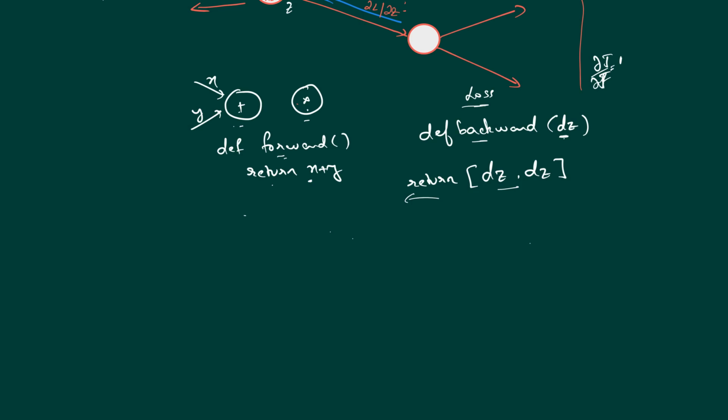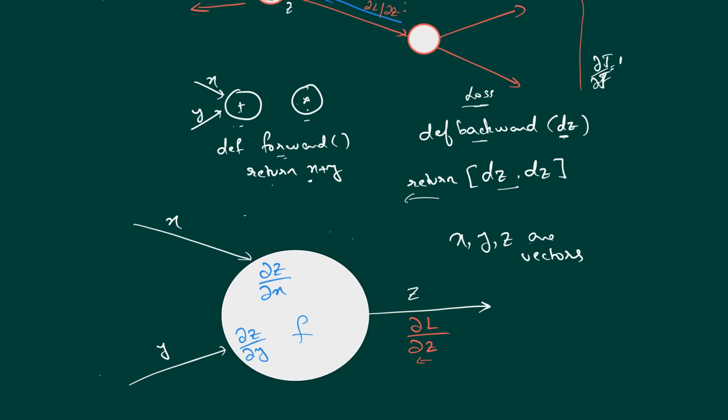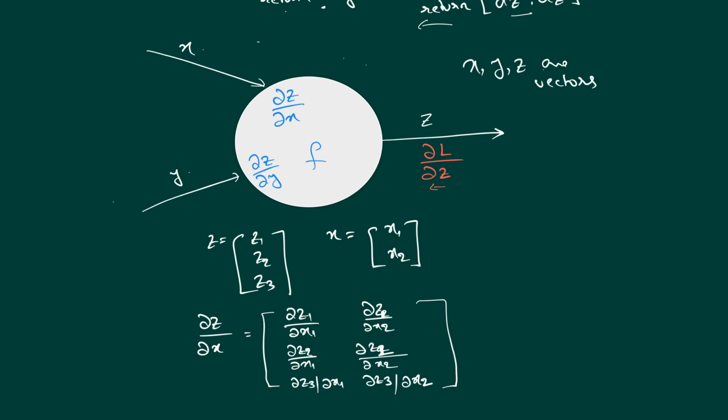And the next thing to consider is how we will deal with the situation when x, y, and z are vectors, and this is what you'll probably be seeing most of the time when you are trying to do anything with neural networks. So when we are dealing with vectors, and if you try to differentiate del z by del x, and let's say z is a 3 by 1 vector and x is a 2 by 1 vector, then the result, del z by del x, is the Jacobian.